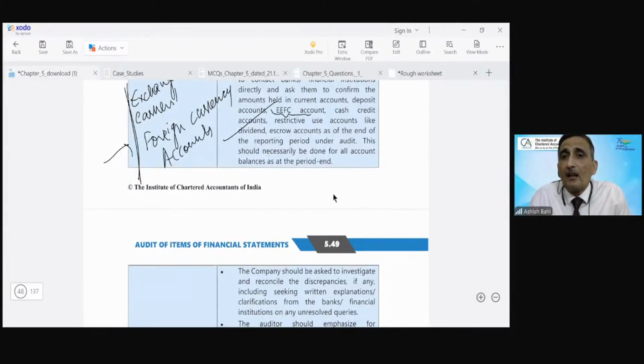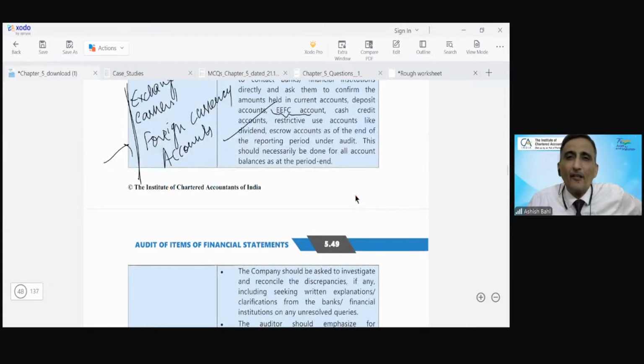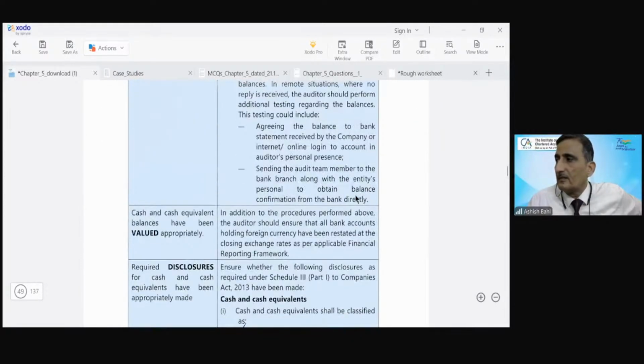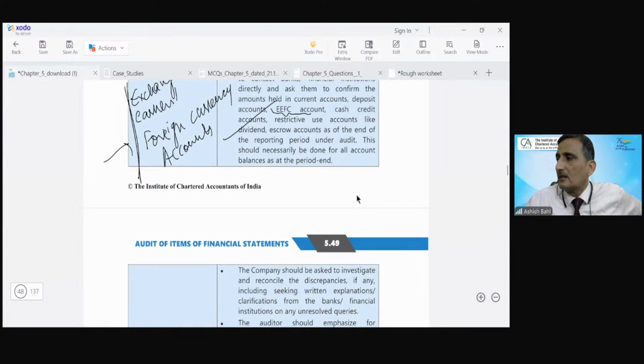And other accounts like escrow accounts. Guys, do you know the meaning of escrow accounts? Anyone? Yes, escrow accounts, students.